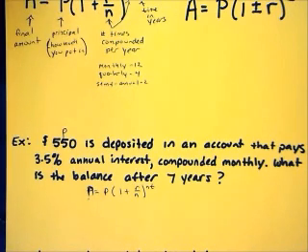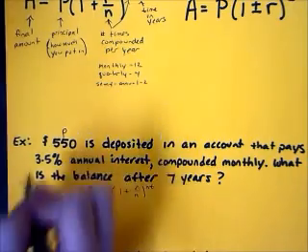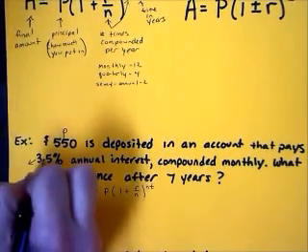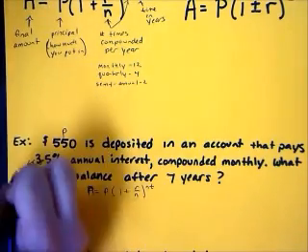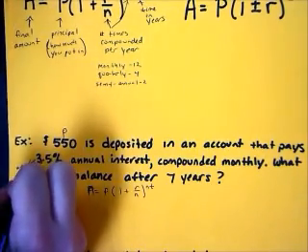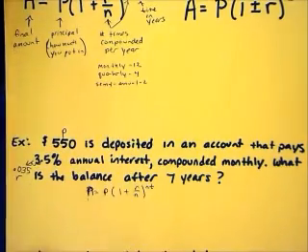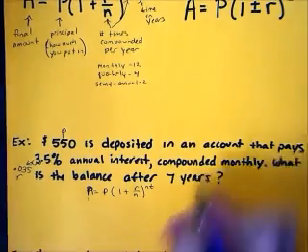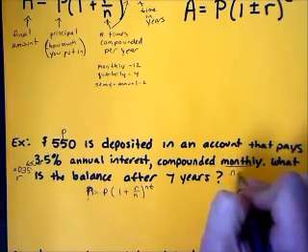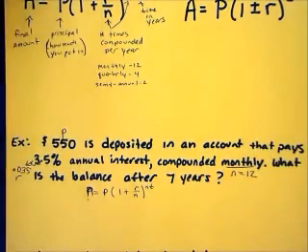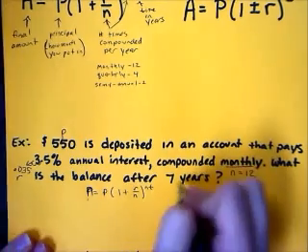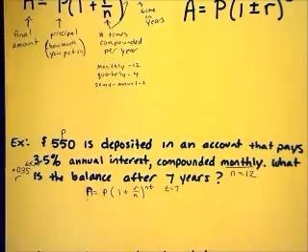In our situation, P would be $550. That's how much we deposited, how much we put in. It pays 3.5% annual interest. That's our rate, but we have to write it as a decimal. So we're going to move our decimal 2 places. So 0.035 is going to be our R value. N is the number of times per year that it's compounded, so it's compounded monthly. So we know that N is going to equal 12. And T is how many years, so T is going to equal 7, because we have 7 years.